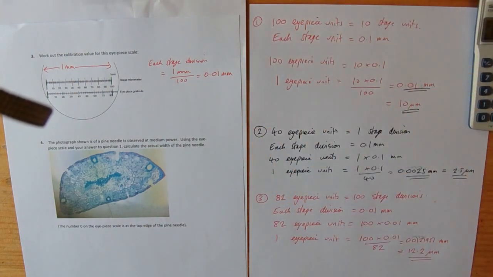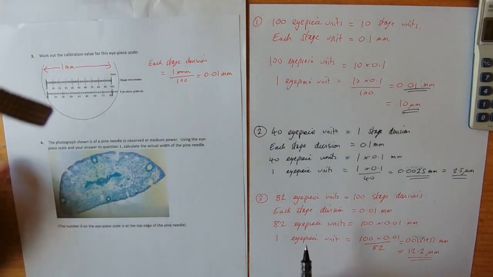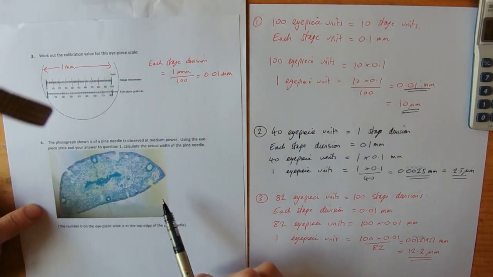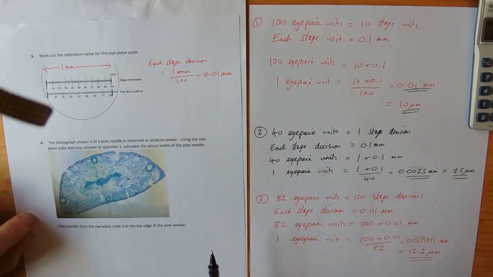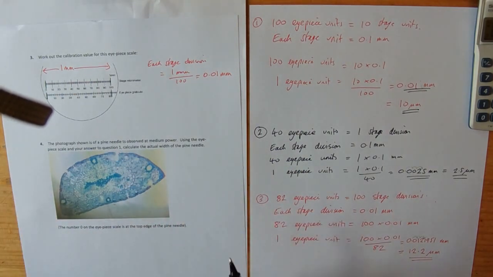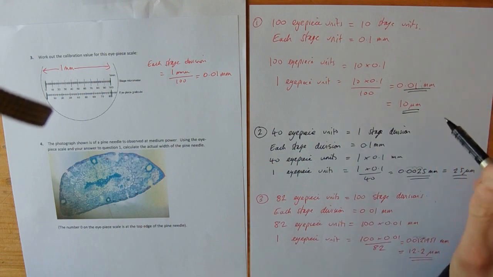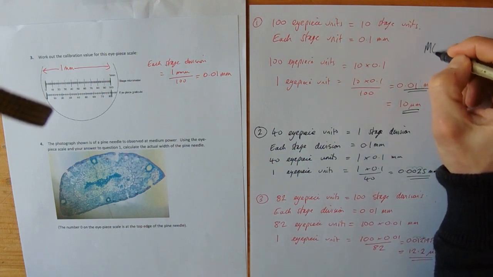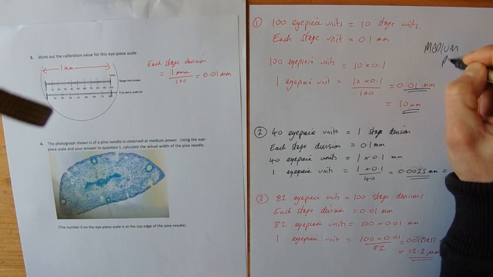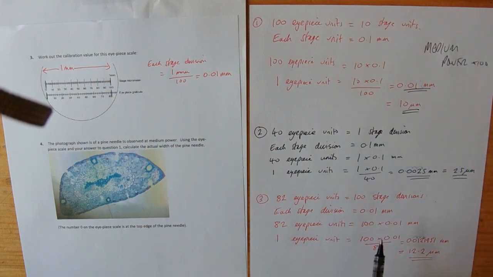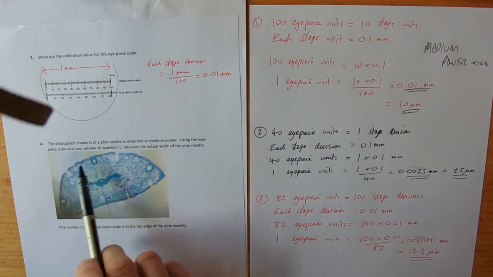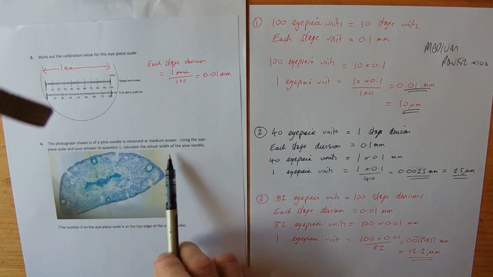Question 4. I might be able to just fit this on this sheet nicely. A pine needle, TS transverse section, so a slice through it at medium power. So medium power was our calibration here. This was medium power, which was our times 100. Use the eyepiece scale and your answer to question 1 to calculate the actual width.